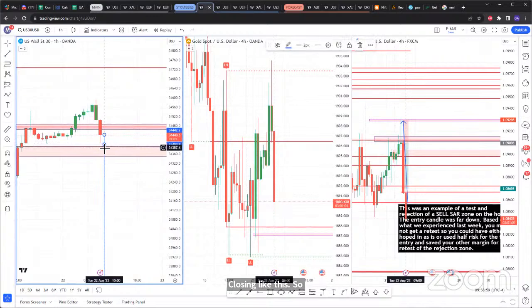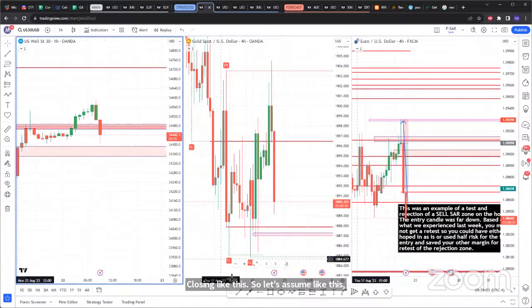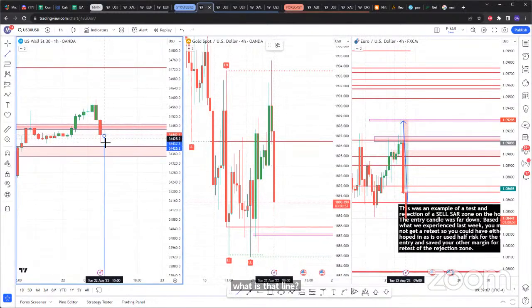So let's assume like this bottom, what is that line? My bad, not that. It should be, let me try this.